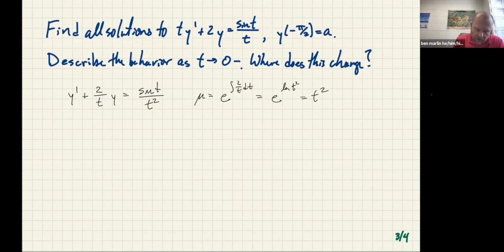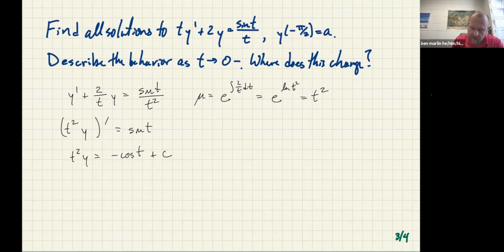So I'm going to multiply everything through by t squared, and I'm going to just collect the stuff on the left-hand side as I go and say that's equal to sine t, right? Because the t squareds are canceled. Now when I do my integral, I'll have t squared y equals, let's see, minus cosine t plus c.